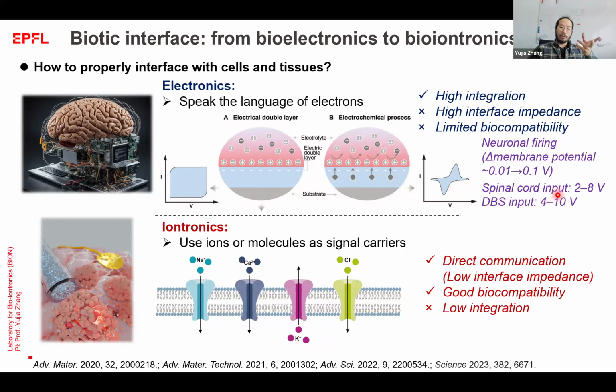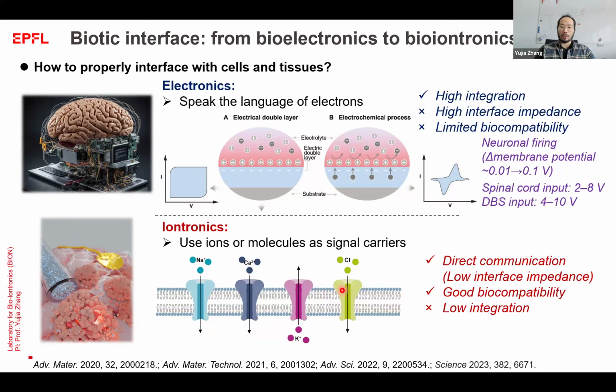Let me give you a detailed example. We all know that for neurons to fire, the membrane potential is around 10 to 100 millivolts. However, in practical cases, the actual input voltage for spinal cord stimulation or deep brain stimulation is usually about 5 to 10 volts, clearly about 100 times or even higher than the native membrane potential.